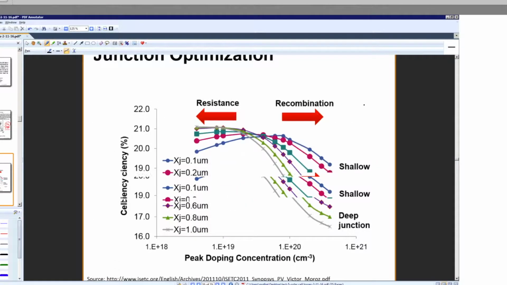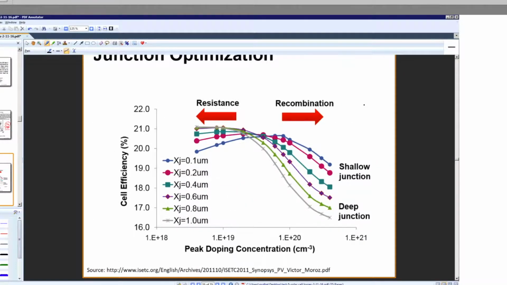So this summarizes what we've been discussing. This is the cell efficiency versus peak doping concentration. If your doping goes down, your resistance goes up. If your doping goes up, your recombination goes up. And that's why people stay around in this region of the doping.